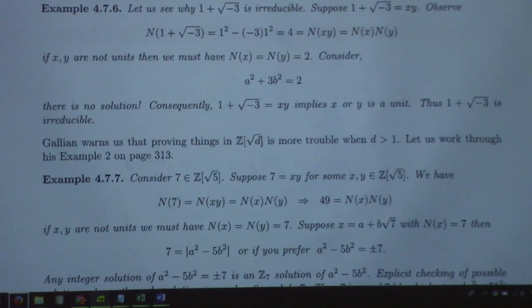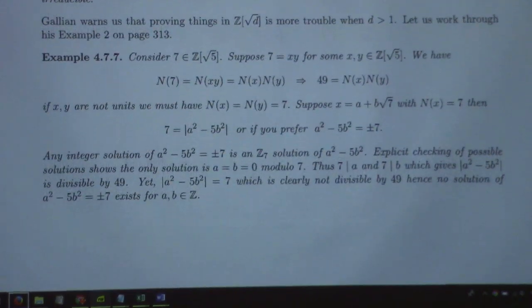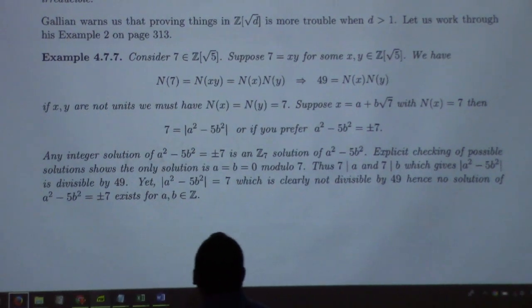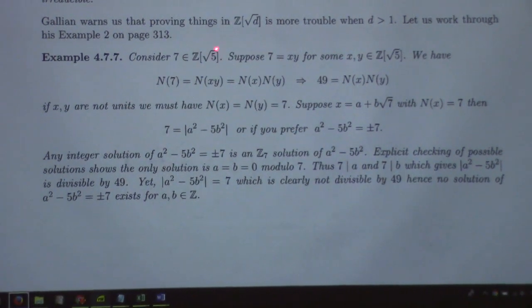So we just got done working through example 4.76. 4.77 is kind of a little bit different. Here we look at 7 in Z adjoining the square root of 5. Suppose 7 was equal to x times y. Then the norm of 7 would be 49, right?